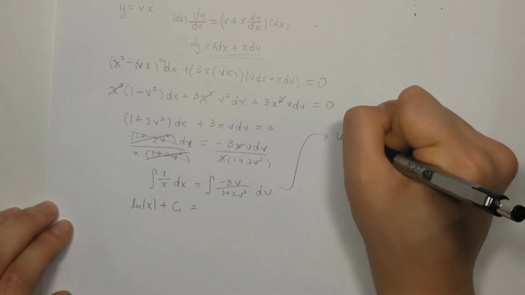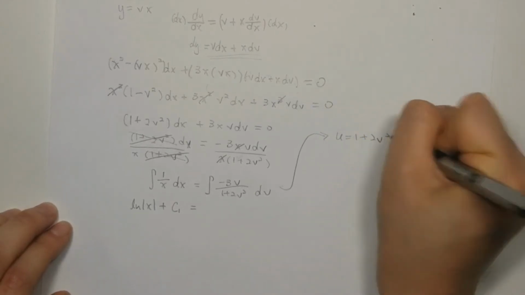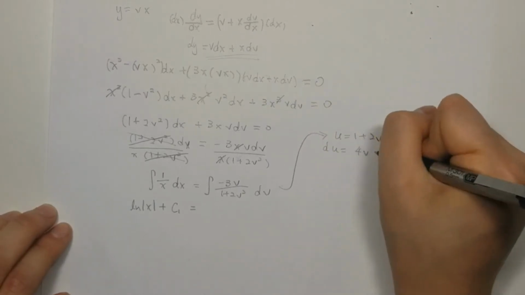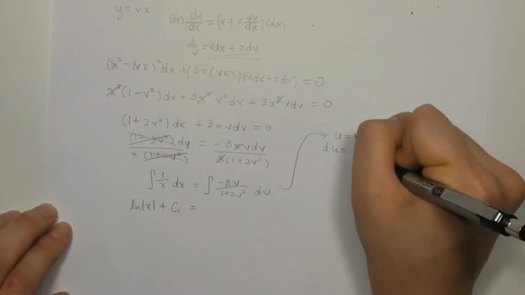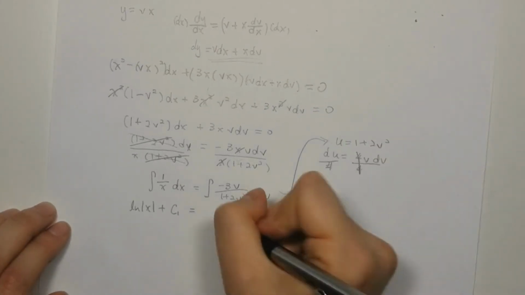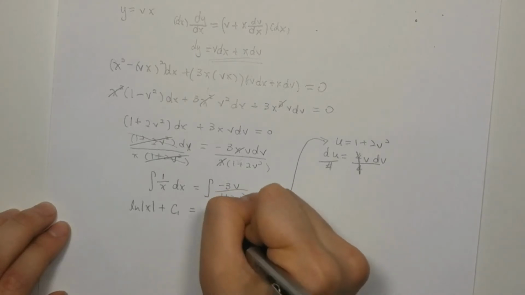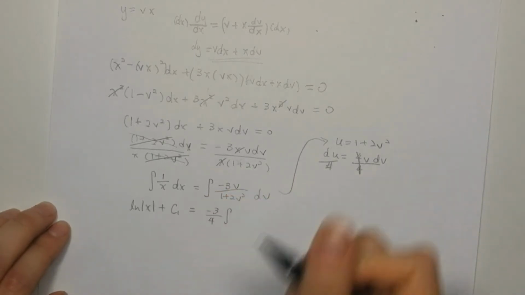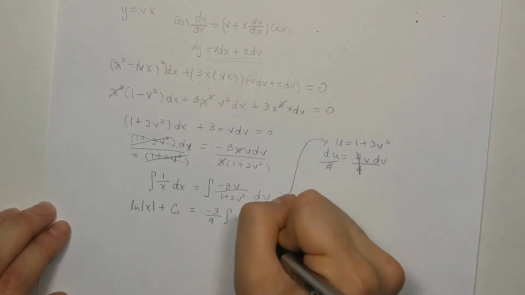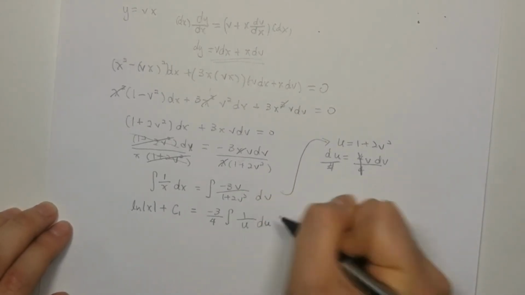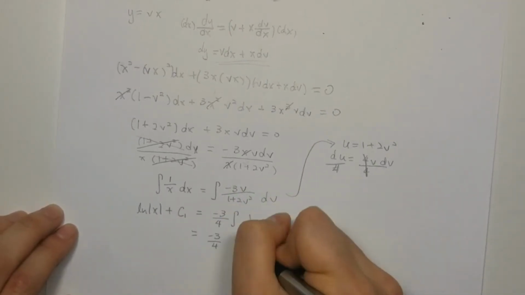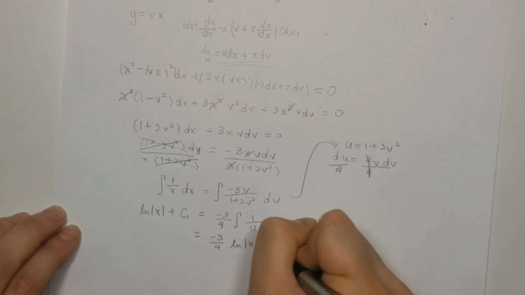U is equal to 1 plus 2v squared. Du is equal to 4v dv. Divide both sides by 4. We'll get negative 3 over 4, and we'll pull that out from the integral. And then it's 1 over u du, which is equal to ln of u.